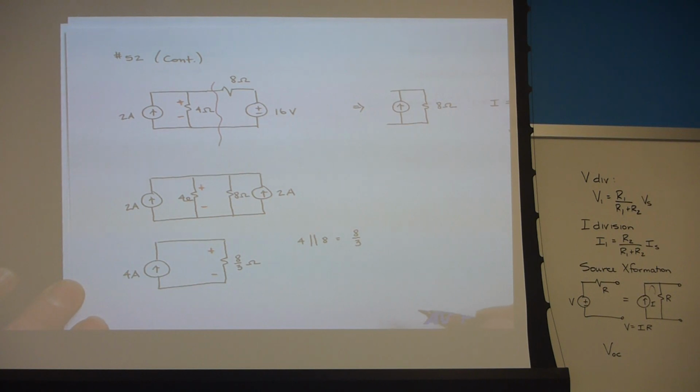So now, to find the voltage of interest is just IR. 4 times 8/3, 32/3 volts.